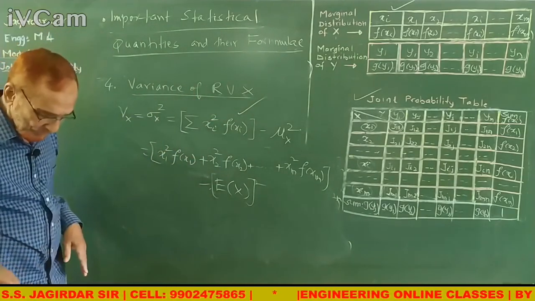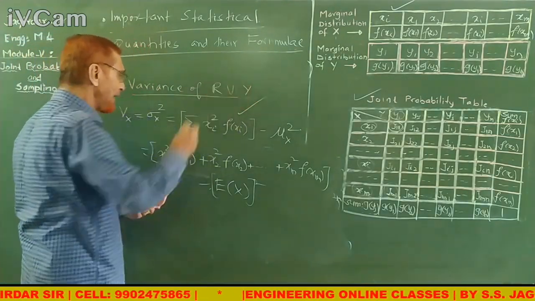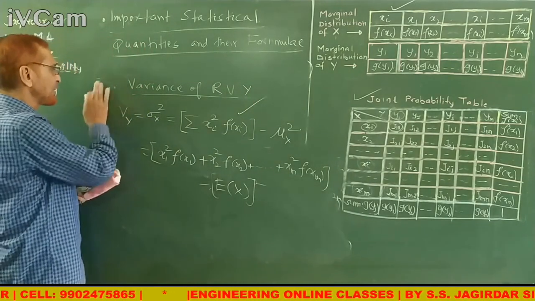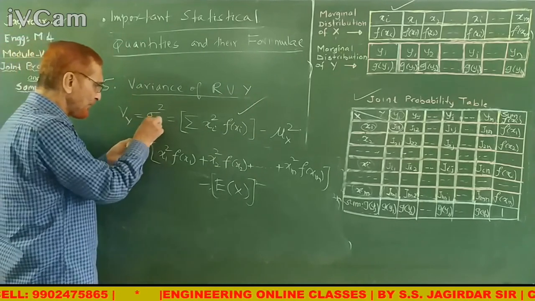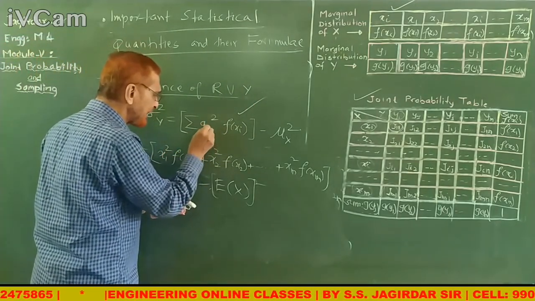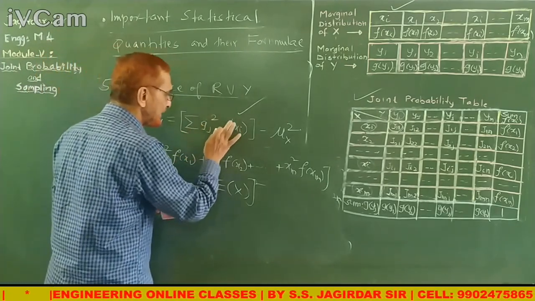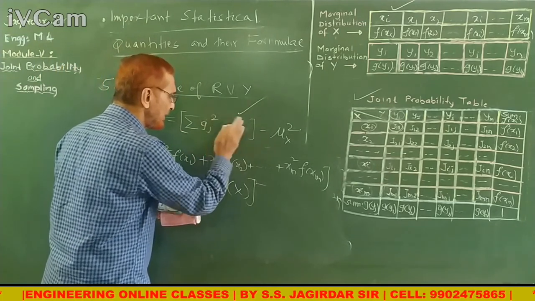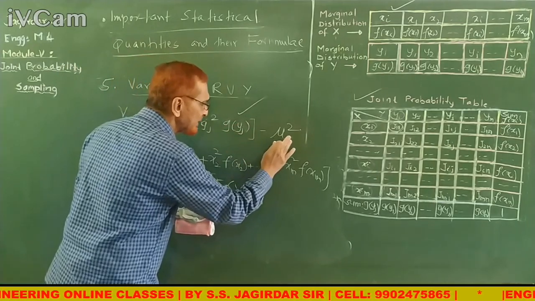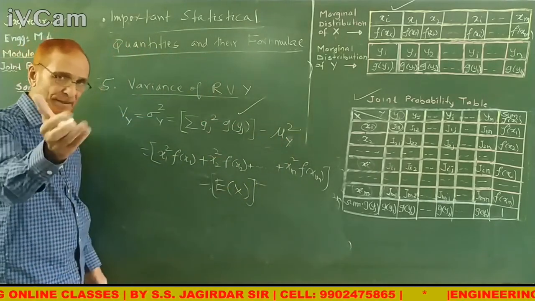Okay, for the variance of y, the symbols will change this way. This is the fifth formula, and this will be y. Here instead of xi it will be yj, and this is g of yj, and here it is not mu x, it is mu y. Mu y we have already calculated previously.